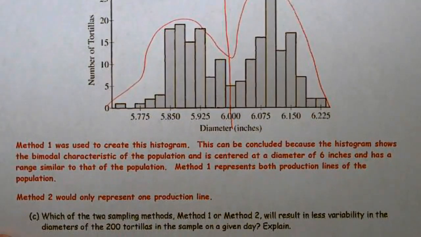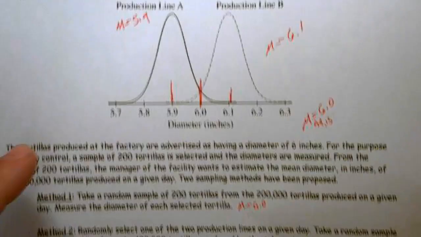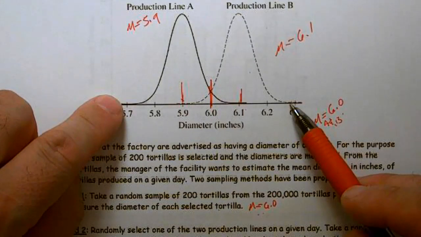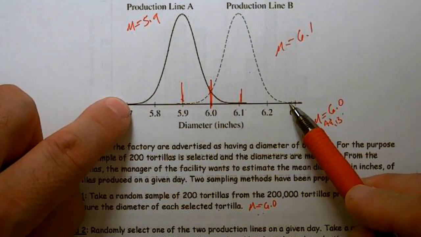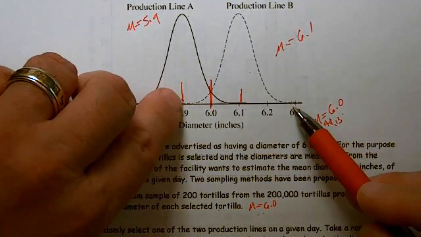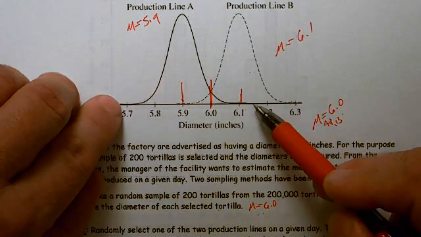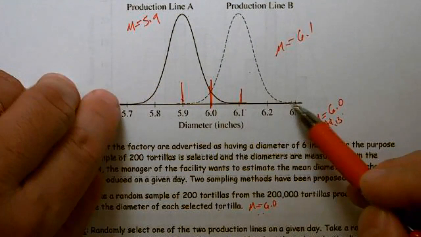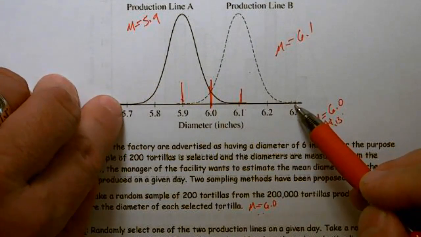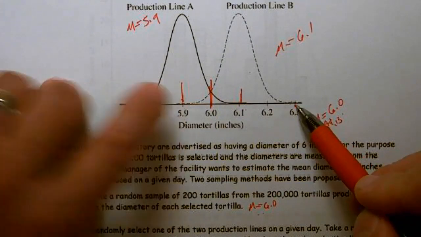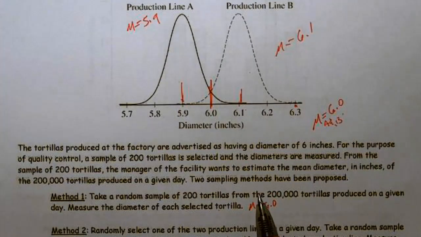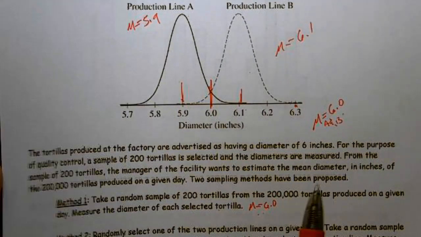Which of the two sampling methods, method 1 or 2, will result in less variability in the diameters of the tortillas on a given day? Explain. Well, method 1 would have variability from a low of 5.7 to about 6.3. Method 2 would be one of these two, either 5.9 to 6.3 or 5.7 to 6.1. So the range for method 1 would be 6, and the range for method 2 would be about 4. So method 1, which includes the entire population, would have greater variability.